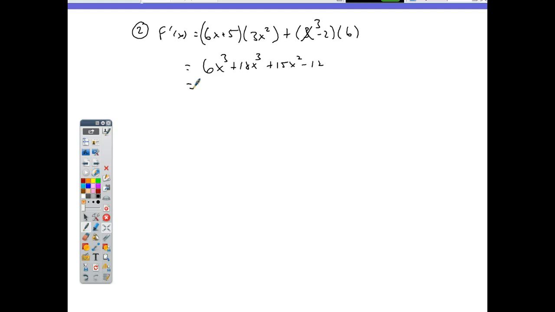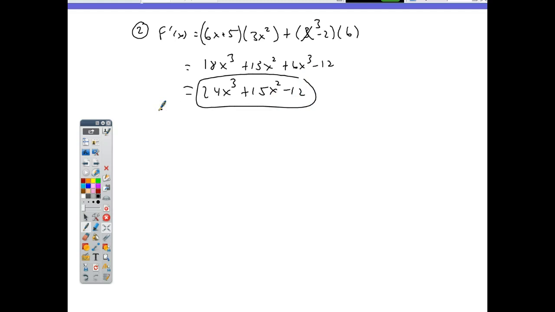Wait, what is the first? No, when you do 6x times 3x squared, I did that one first. Let me do it in the right order. I was trying to be clever and get it done in one step, and that didn't help anybody. Okay, so let's go. That'd be 18x to the third plus 15x squared plus 6x to the third minus 12 would be a nicer way to do that. And then I've got 24x to the third plus 15x squared minus 12. And that would be my derivative, correct?